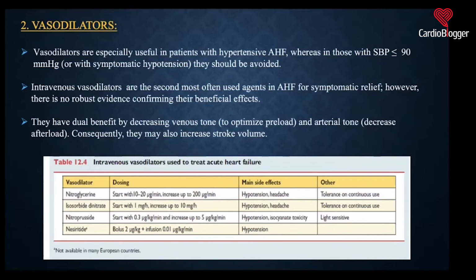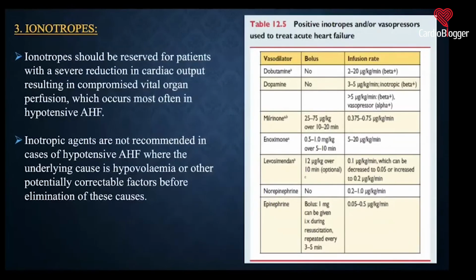Now, next, coming to the inotropes, as I already discussed, the most common inotrope which we use is dopamine. Dopamine has three actions, depending on the dose: less than 2 micrograms per kg per minute, 3 to 5, and more than 5. At a dose of less than 2, it causes vasodilatation of the splanchnic and renal vessels, and it causes increased urine output.